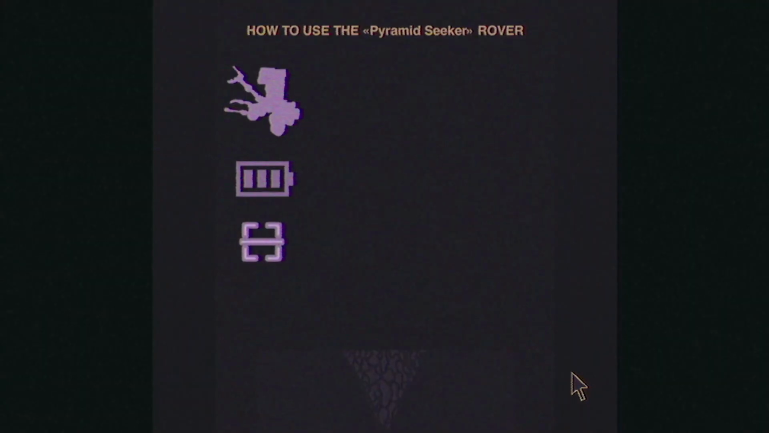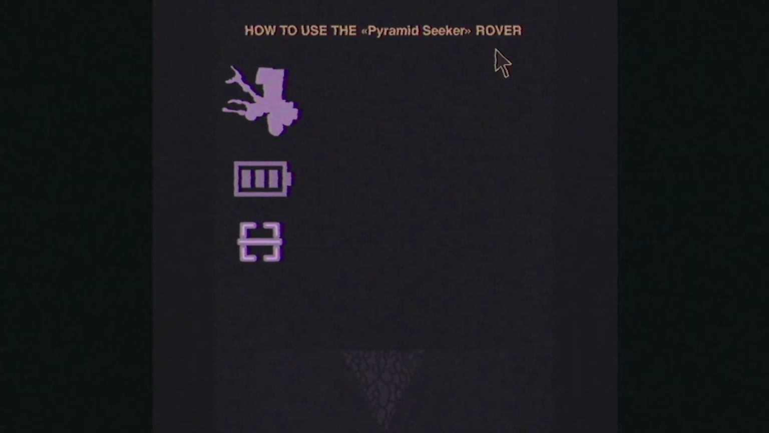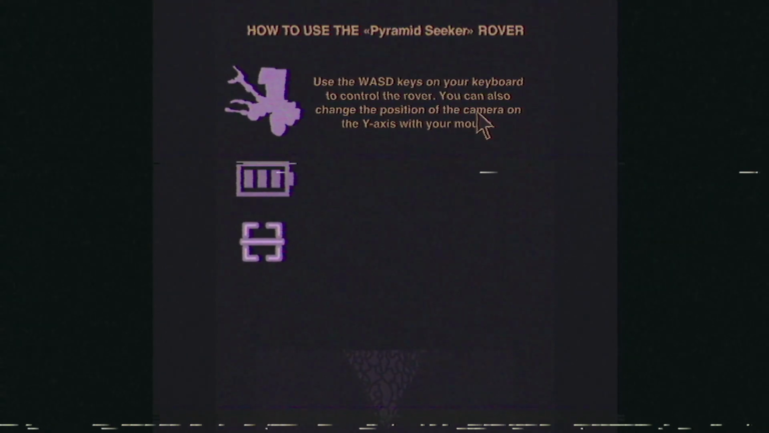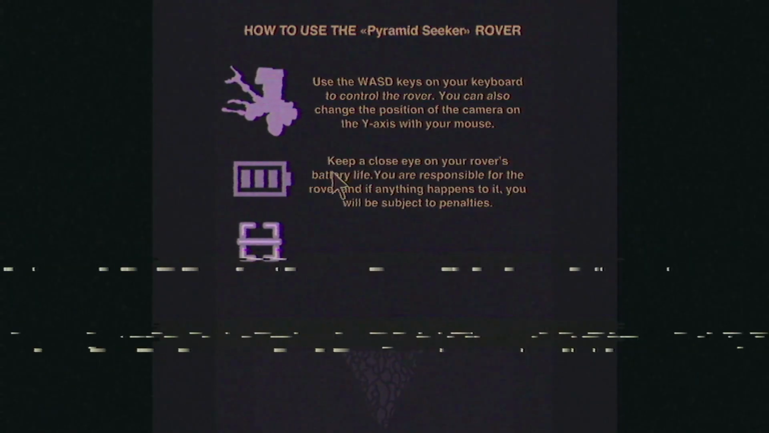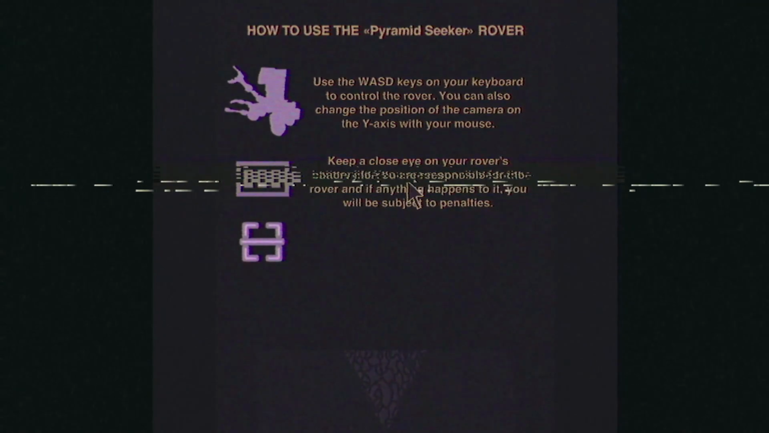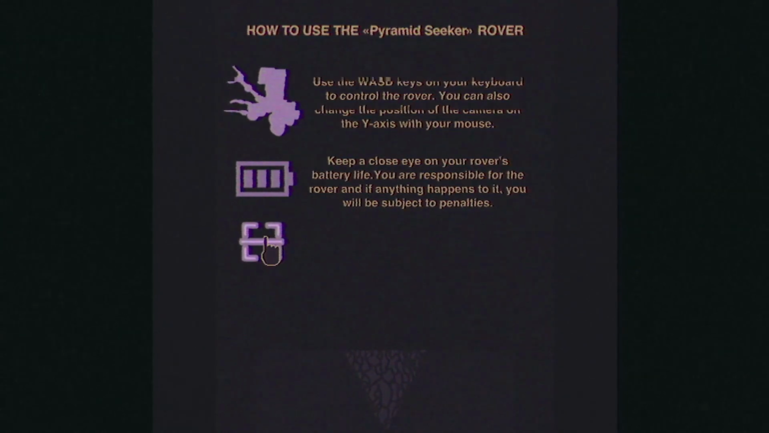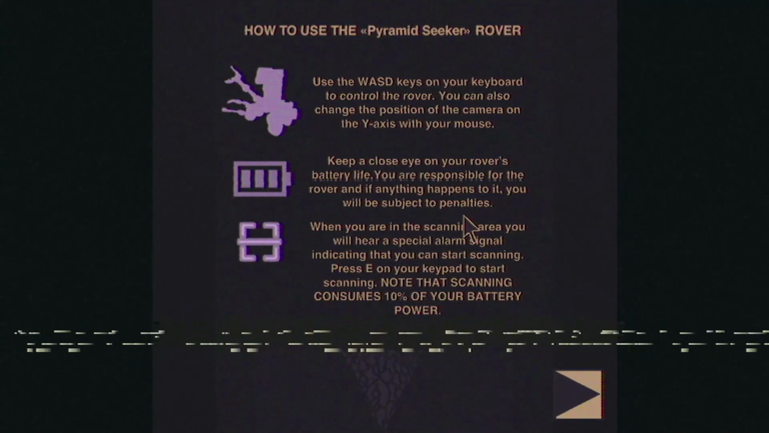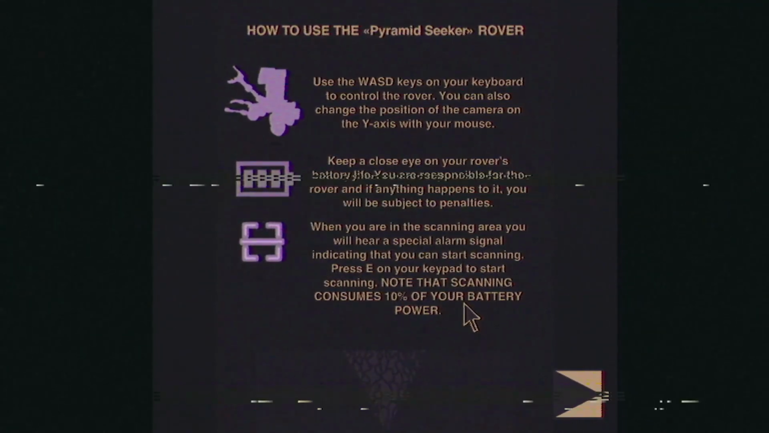How to use the Pyramid Seeker rover. Use the WSAD keys on your keyboard to control the rover. You can also change the position of the camera with the Y-axis of your mouse. Keep a close eye on the rover's battery life. You're responsible for the rover. If anything happens, you'll be subject to penalties. When you're in the scanning area, you will hear a special alarm signal indicating that you can start scanning. Press E on your keypad to start scanning. Note that scanning consumes 10% of your battery power.